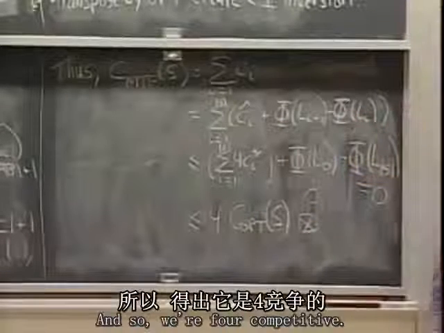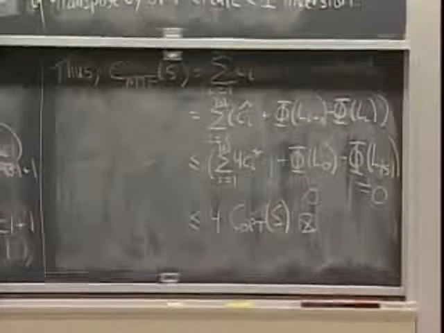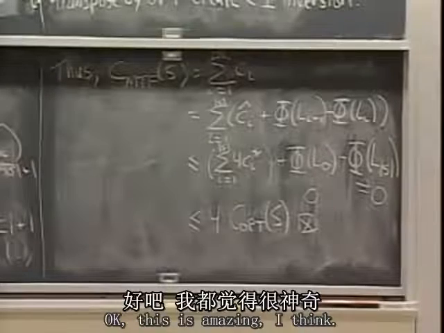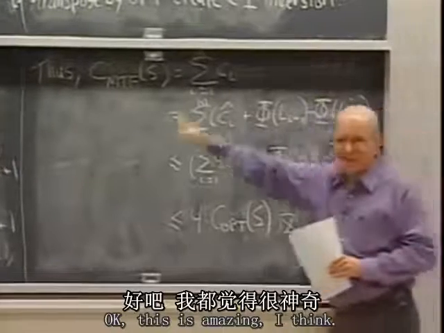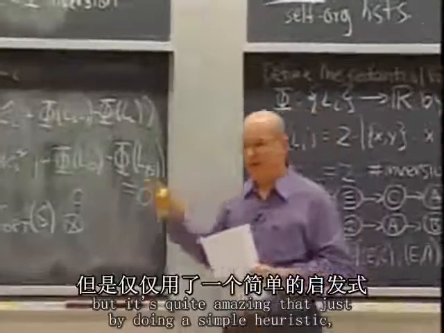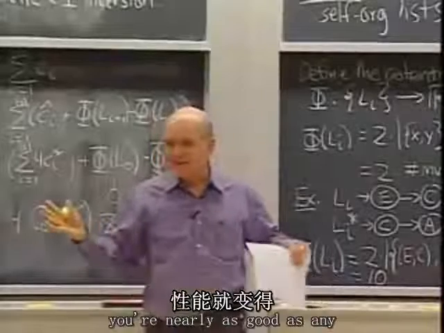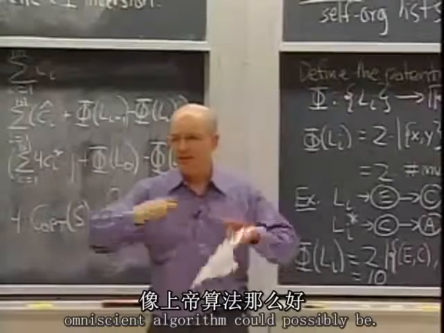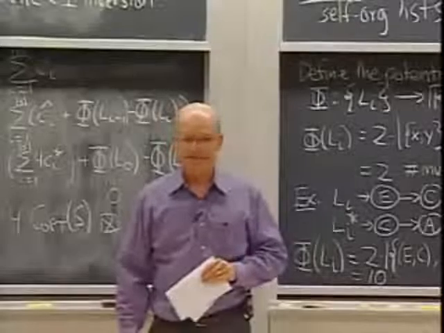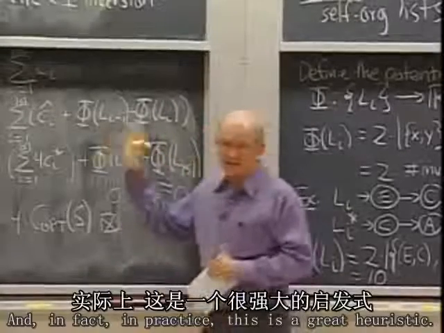And so we're 4-competitive. Okay? This is amazing, I think. It's not that hard, but it's quite amazing that just by doing this simple heuristic, you're nearly as good as any omniscient algorithm could possibly be. You're nearly as good. And in fact, in practice, this is a great heuristic.